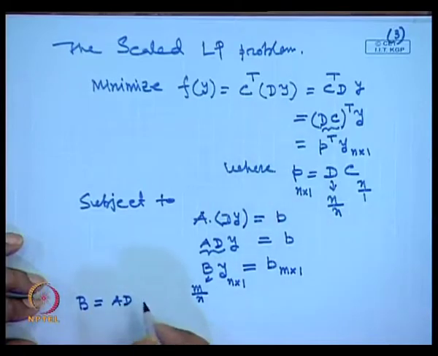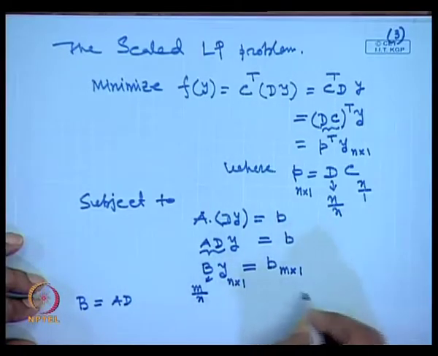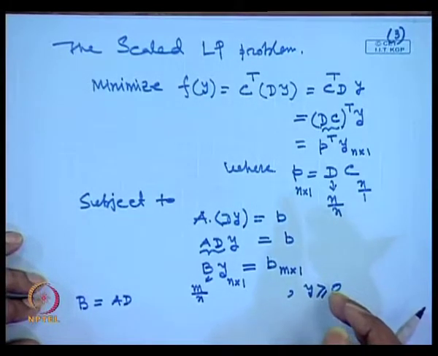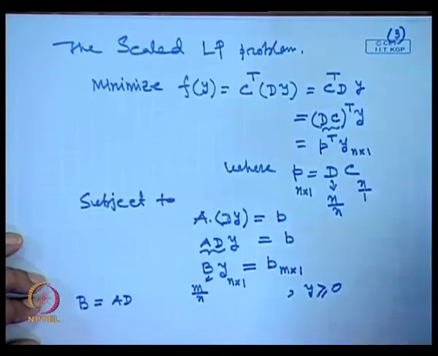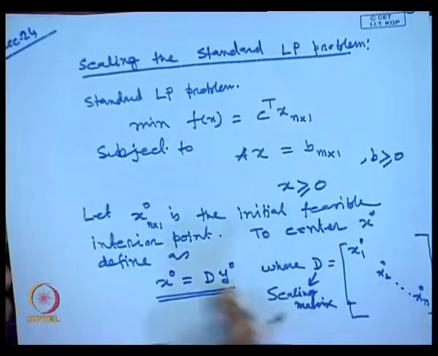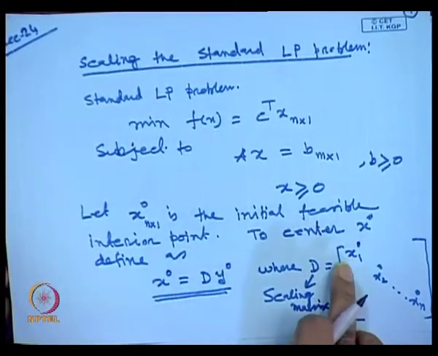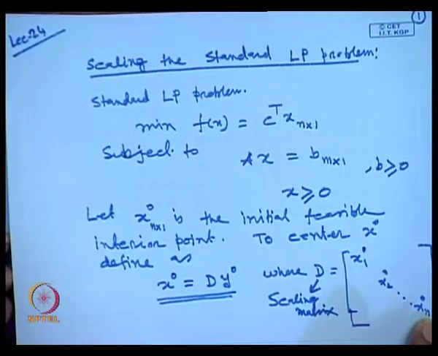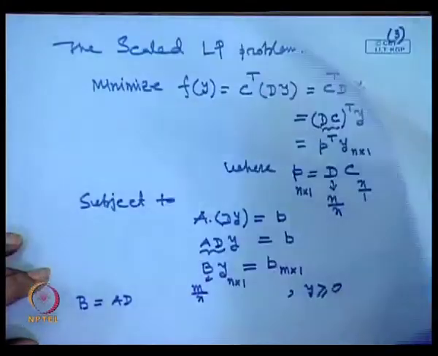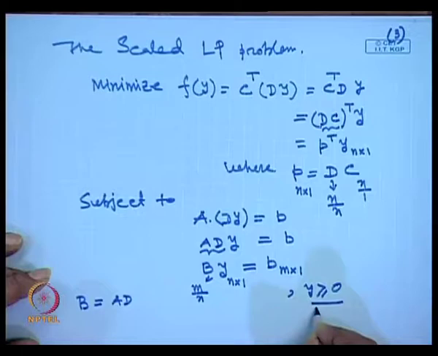Keeping this in mind, not only this, our y is greater than or equal to 0, since x is greater than or equal to 0. In this expression, if you see how they are related, x is greater than or equal to 0 and the scaling matrix has each element a positive quantity, then if you take the inverse, y will be greater than or equal to 0.